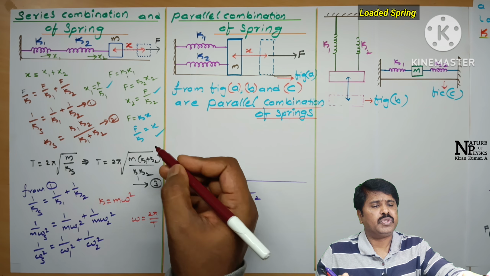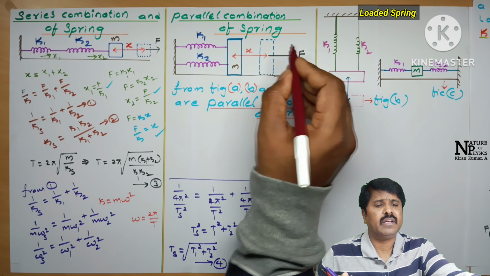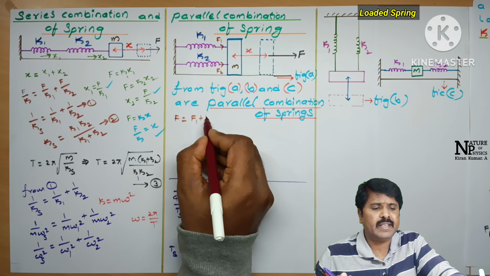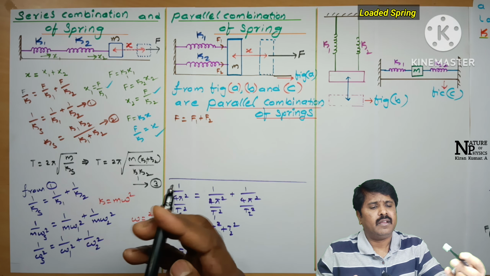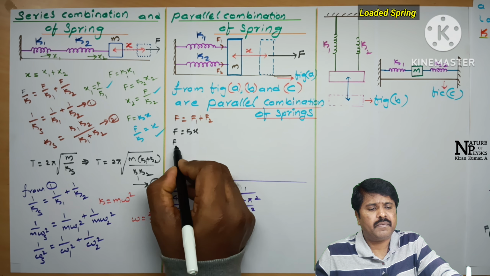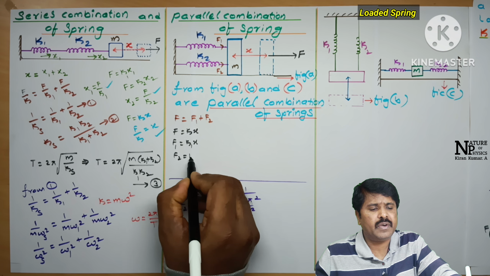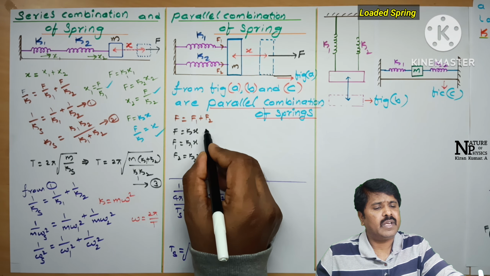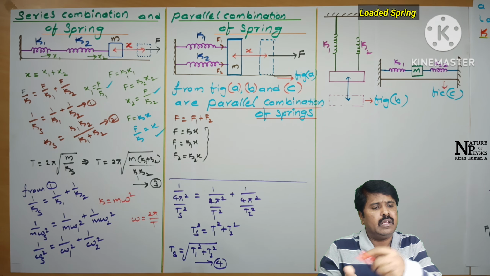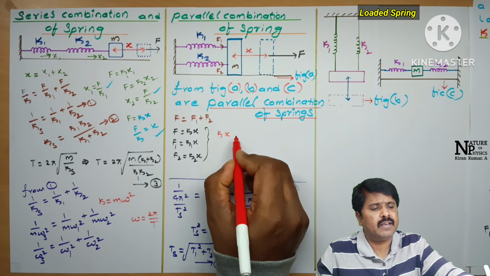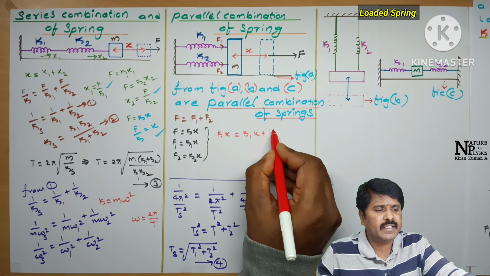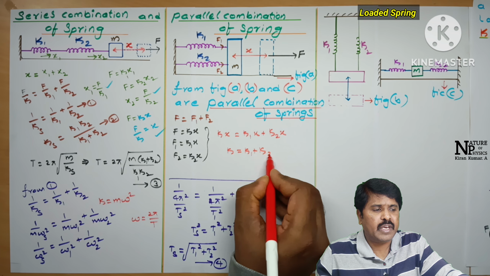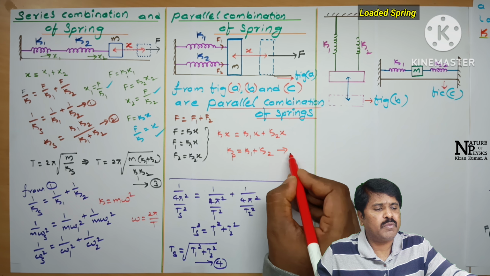In the parallel combination, first the force is resolved into two components. This force is taken as F1 and this force is taken as F2, so that F is equal to F1 plus F2. Replacing with the equations, F is equal to Kx, F1 is equal to K1x, F2 is equal to K2x. Here x remains constant, student. So the resultant equation is F replaced with Kx, which is equal to K1x plus K2x. x is common and cancels, so I get K equal to K1 plus K2. This is the parallel combination. Now I can write this as equation number 1.